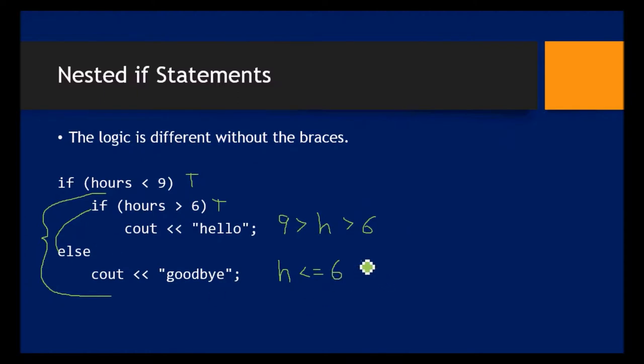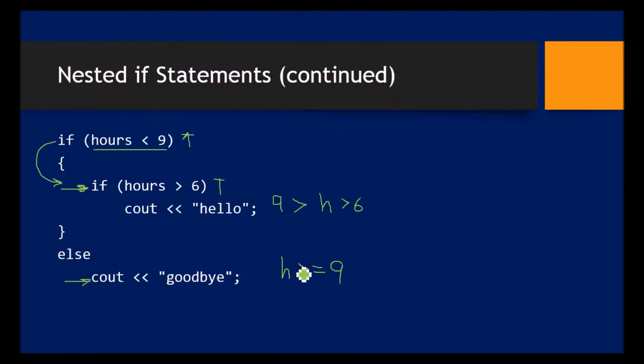But if I write that in here, you'll see it doesn't really have an impact. So the first part up here, this must be true. Hours must be less than 9. But in order to get to the goodbye, this interior if, hours had to be less than or equal to 6. So the less than 9 really gets canceled out. Doesn't really have an impact, in this example, on displaying the word goodbye. So the word goodbye is displayed when hours is less than or equal to 6. So yes, the braces do make a difference.